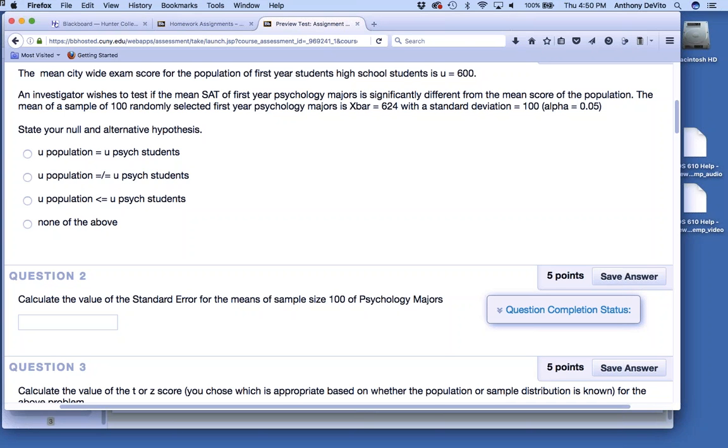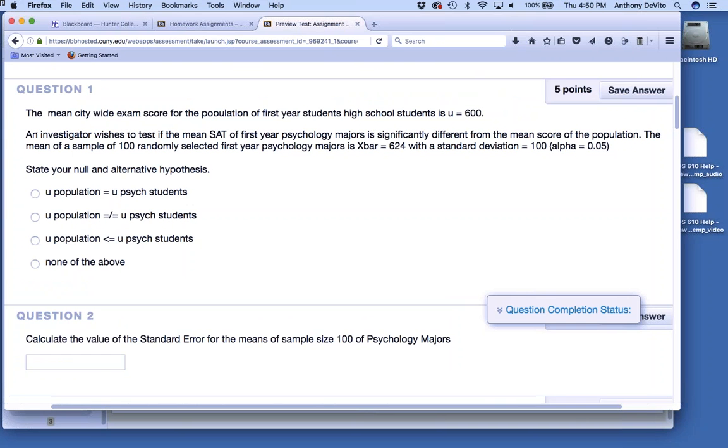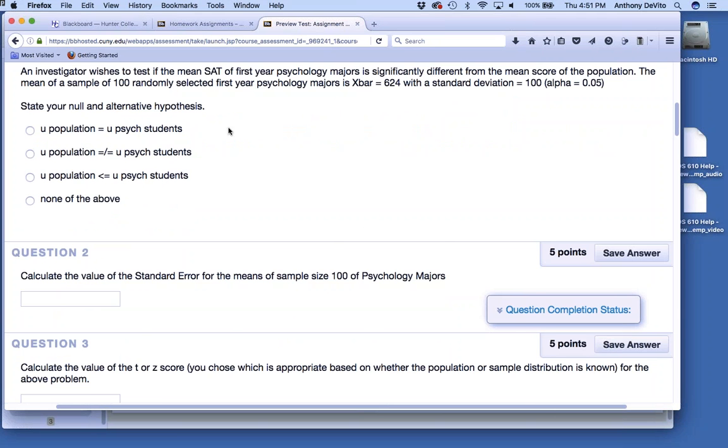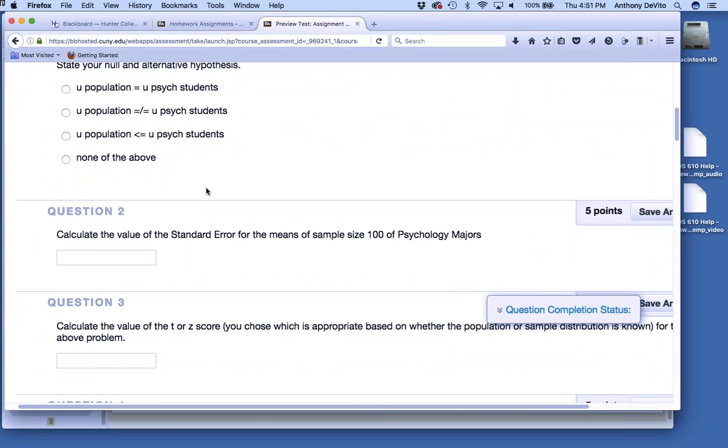Only 1. We know the mean of the population, right? Okay, it's only 1 sample involved here, right? So we're going to compare this mean to mu. Okay, so say your null and alternative hypothesis, right?